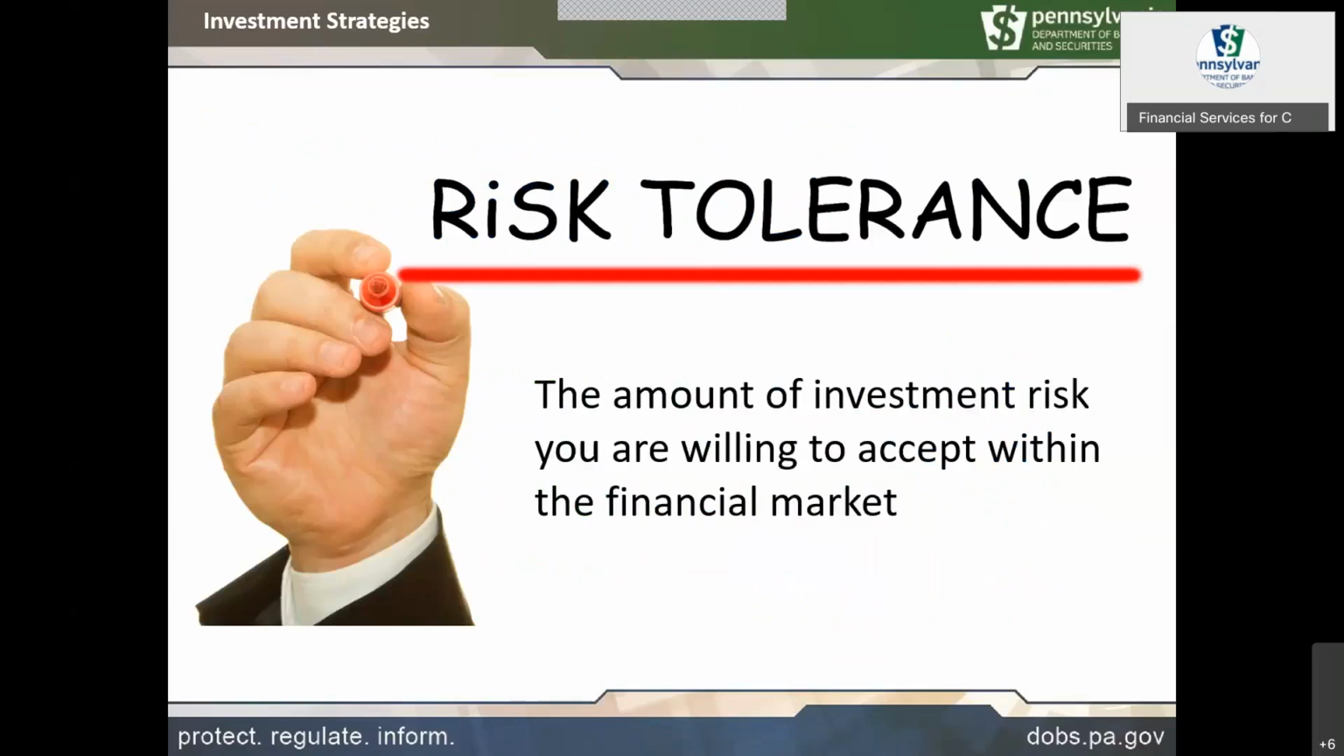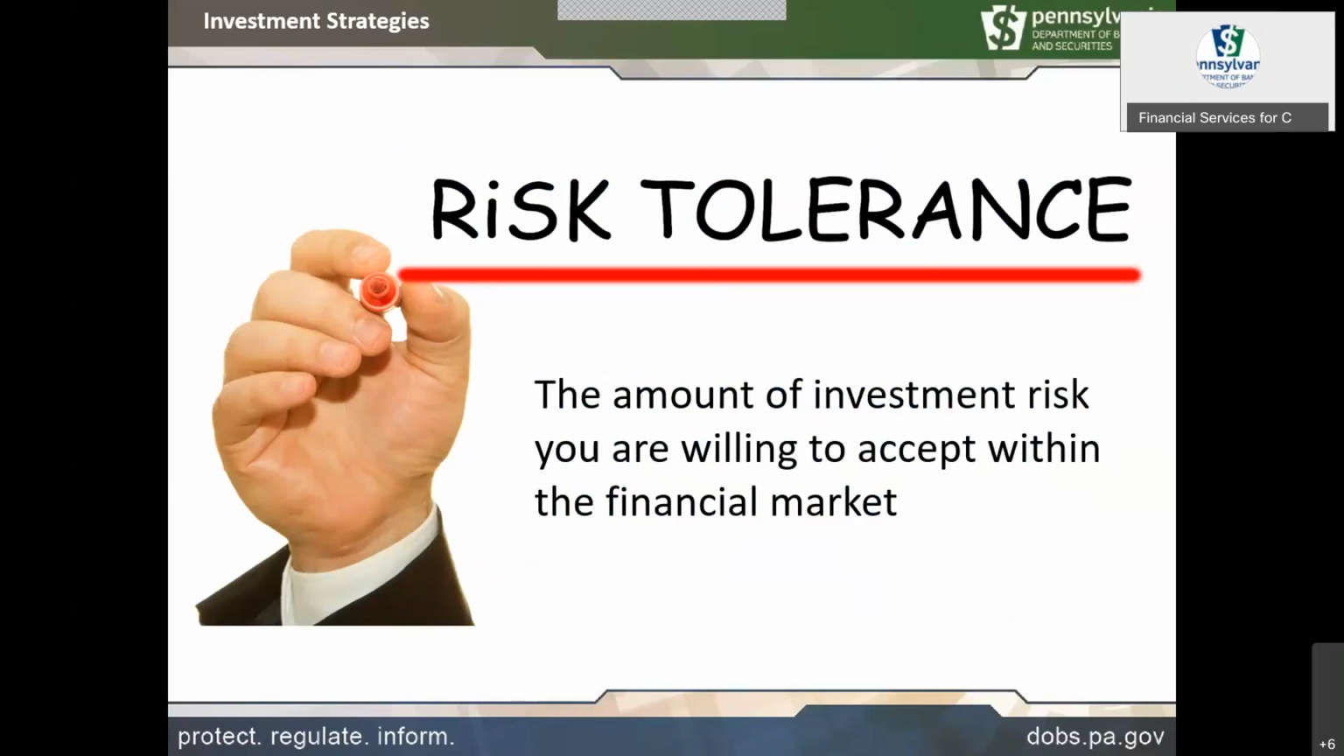A risk tolerance is the amount of risk that you're willing to accept within that specific investment or that financial market. If I've got a long time before I retire, I just turned 50 last year, and I anticipate that I'm probably going to be still working for another 15 to 20 years. So my risk tolerance may be bigger. I may be willing to accept more risk because I have longer to go before I retire.